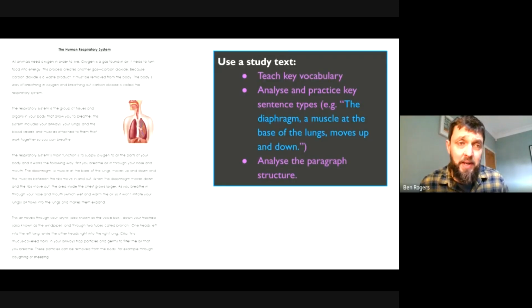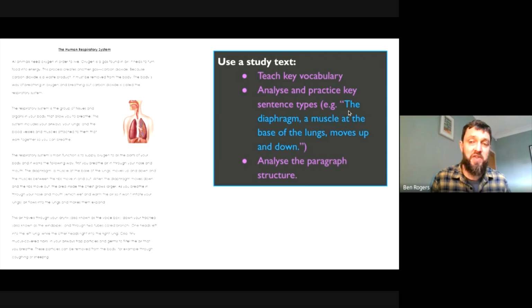So the way we would do it, we would first off study a similar text, not identical, but similar, so that they can get the use of vocabulary, so they can get the sense of some of the sentences you want to do. And here's an example. The diaphragm, comma, a muscle at the base of the lungs, comma, moves up and down. Well, you pick that apart because actually there's something interesting going on in that embedded clause, that would be called.